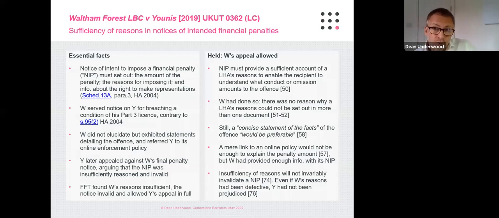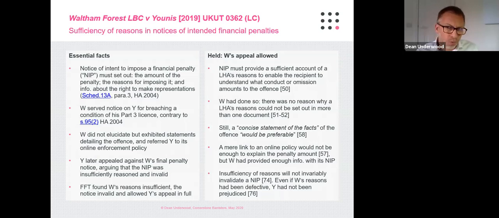of course, for obvious and important reasons, a notice of intent must provide a sufficient account of the local housing authority's reasons for imposing a penalty to enable the recipients to understand both what conduct or omission amounted to the offence, and indeed how it had calculated the penalty that it proposed to give him or her. But in this case, it found Waltham Forest had ultimately done so, even though the notice itself didn't contain all of the detail. It had held that there was no reason in principle why a local housing authority's reasons could not be set out in more than one document, as in this case, albeit as a matter of good practice, it said, a concise statement of the facts of the offence in the notice itself would be preferable.